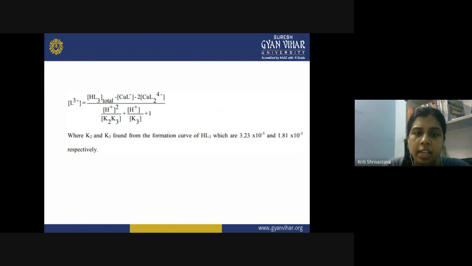So K2 and K3 are found from the formation constant of HL, which are 3.23 into 10 raised to power minus 3 and 1.81 into 10 raised to power minus 3. So these are actually the values of K2 and K3, and we can also represent them by the log value. Here we are not taking the log values anywhere. So this is a very advantageous process, because you do not have to indulge yourself in complex calculations. But again, this is a lengthy procedure.